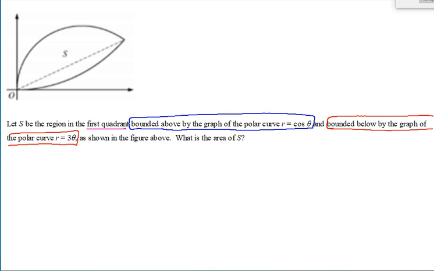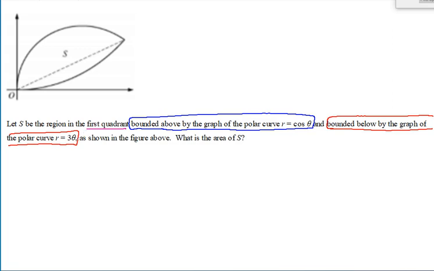Okay, so here's our region S here. This dotted line here is not r equals 3 theta. That would be a linear equation, and in polar ones, remember r is a constant, but see here r is not a constant. It's not just 3 times theta. So it's not that one.